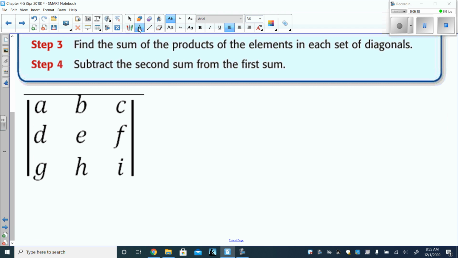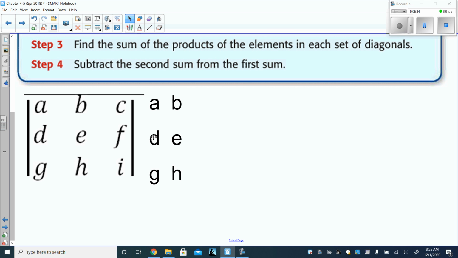So what we want to do first is rewrite the first two columns. So we'll have A, B, D, E, G, H. So we rewrite the first two columns over here to the left.